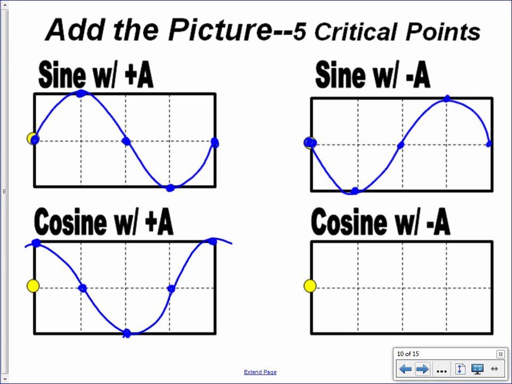Okay. And if the cosine has a negative A, which corner will it begin in? The bottom corner. And then hit each of these dotted lines.